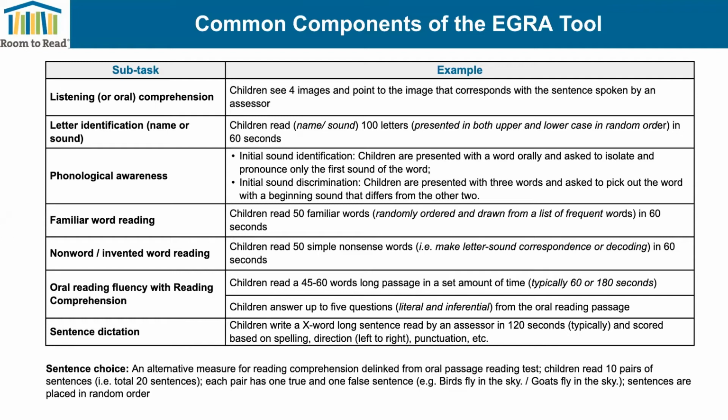There are some other subtasks, or new subtasks, that are continuously being tried in the field, including by our organization also. One example is presented here, which is called the sentence choice test, which is basically an alternative measure for reading comprehension delinked from the oral passage reading test. That's about the common elements of the EGRA tool that we generally see.